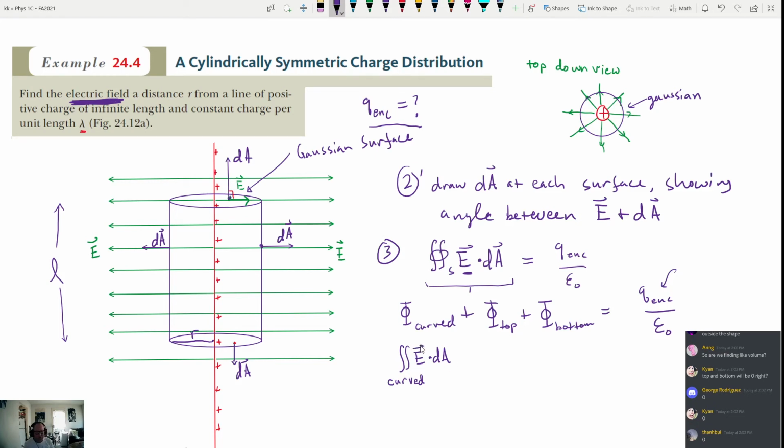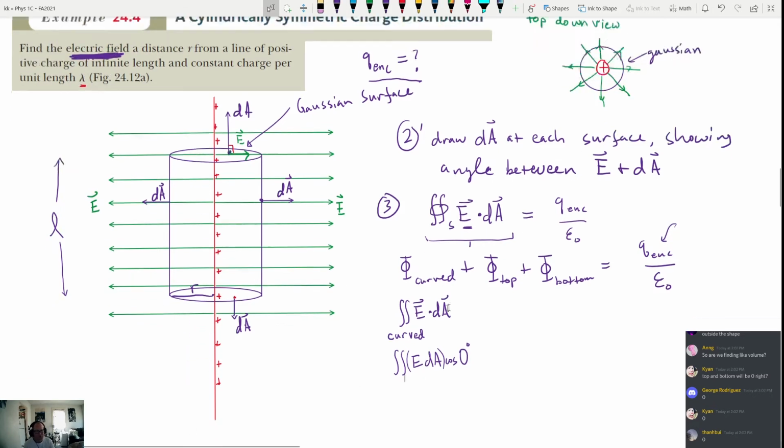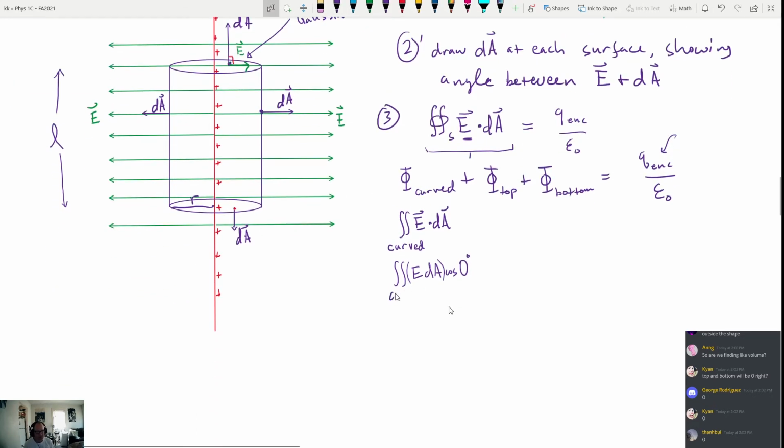So what we can do with our integral now is write it as just E dA cosine of the angle between the two of them, which is 0 degrees, right? And the cool thing we can do with this is get rid of these vector symbols, which makes this a lot simpler. I'm still working just on the curved portion, by the way, so I'm going to keep writing curved down here to indicate we're just performing this integral over the curved portion.